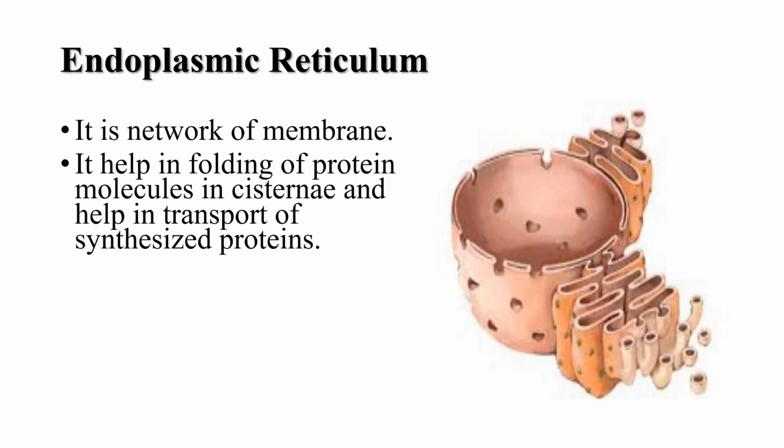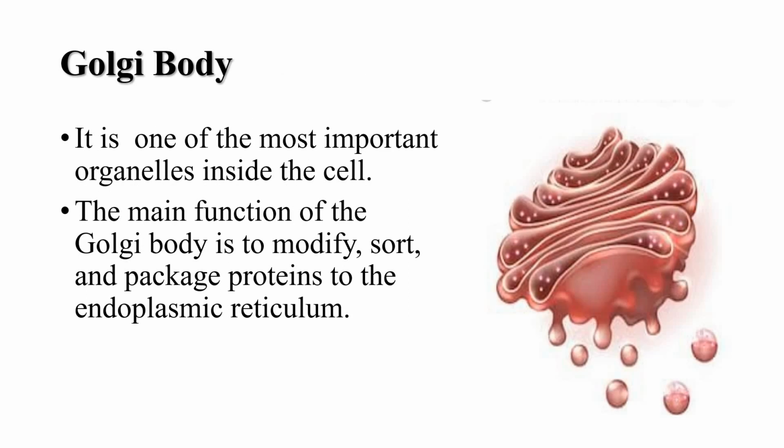And the next part of the cell is endoplasmic reticulum. The endoplasmic reticulum is a network of membrane. It helps in folding of protein molecule in cisternae and helps in transport of synthesized protein to different parts of the cell. The next part of the cell is Golgi body. It is one of the most important organelles inside the cell, and the main function of the Golgi body is to modify, sort and package proteins to the endoplasmic reticulum.